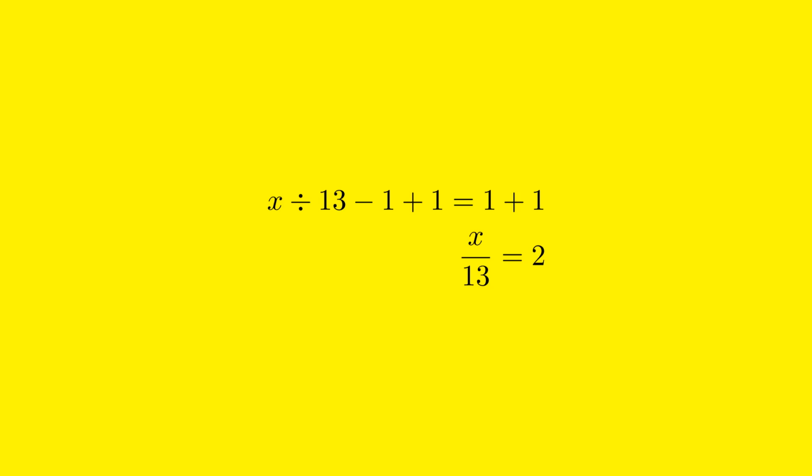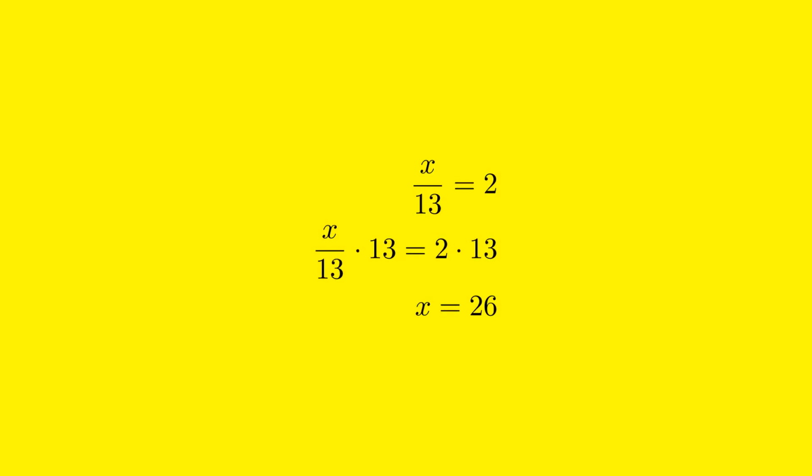When we add 1 to the left side, the minus 1 and plus 1 will cancel each other out, which simplifies the expression. So adding 1 to both sides, the equation becomes x divided by 13 minus 1 plus 1 equals 1 plus 1. Simplifying this, we get x divided by 13 equals 2. This completes the first step in solving the equation. We have successfully isolated the term with the variable x on one side of the equation.